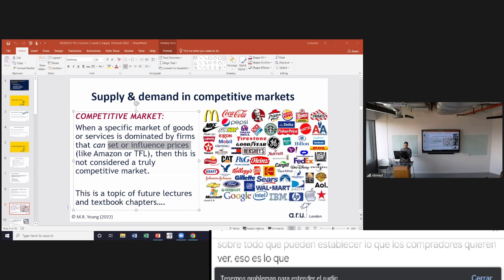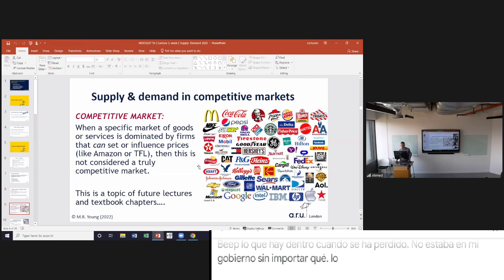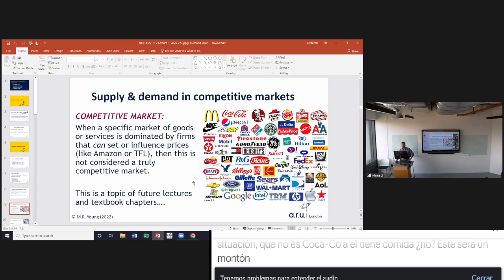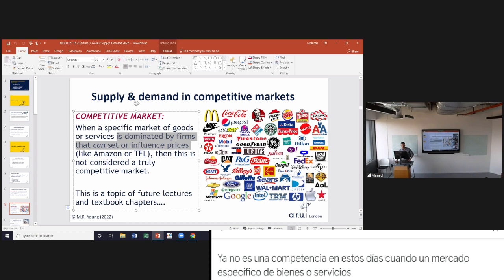Yeah. Okay, but the important thing then is what we said earlier: there is a competitive market, right? And then there's this situation which is not a competitive market. Look at firms like McDonald's, Coca-Cola, KFC, these kinds of food. This one will give you a heart attack, this one will give you diabetes. The idea here is that it's not competition anymore when a specific market of goods or services is dominated by firms that can set or influence prices. Amazon is a good example.